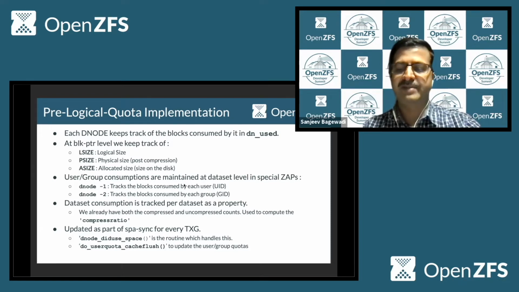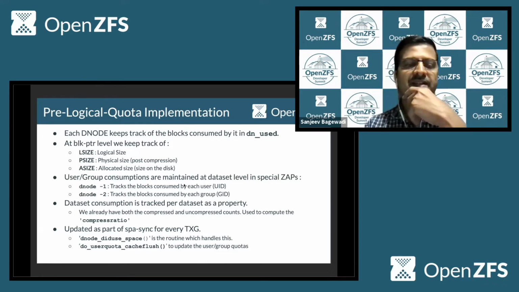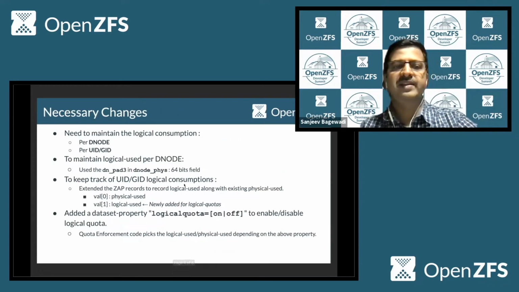So that's some background on what's present in there. And moving on to what we modified. The changes that we needed were, one, like we saw earlier, in the dnode we need some field to keep track of its logical size. And we also needed to keep track of the logical consumption for the UIDs and GIDs. So those are the two changes that we needed.